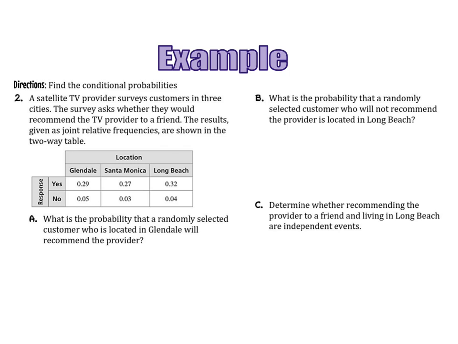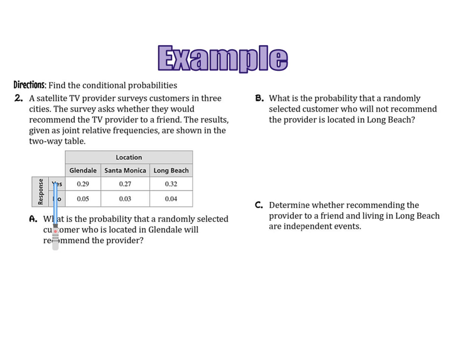All right, so for this example, we're going to focus on finding conditional probabilities. So let's look at this first example together. A satellite TV provider surveys customers in 3 different cities. So we can actually see in the two-way table what those 3 cities are: Glendale, Santa Monica, Long Beach. Then it says the survey asks whether they would recommend the TV provider to a friend. So whether, yes, they would recommend it, or no, they wouldn't recommend it. The results are given as joint relative frequencies shown in this two-way table below.